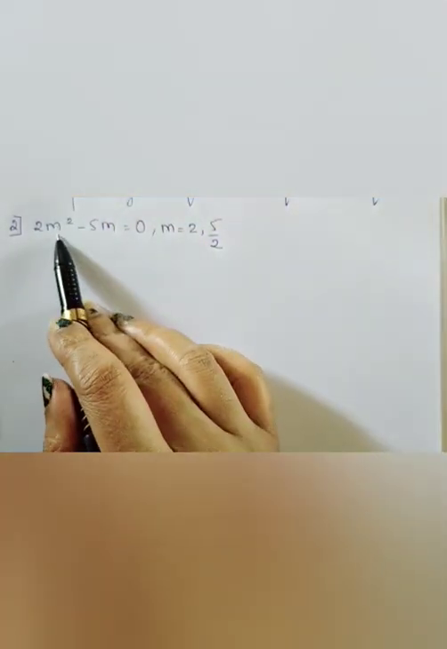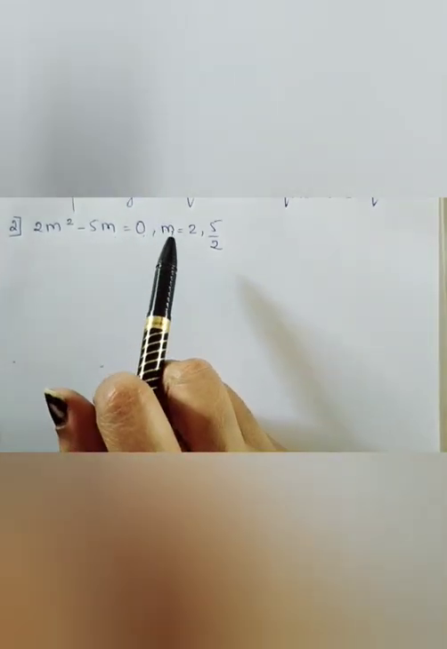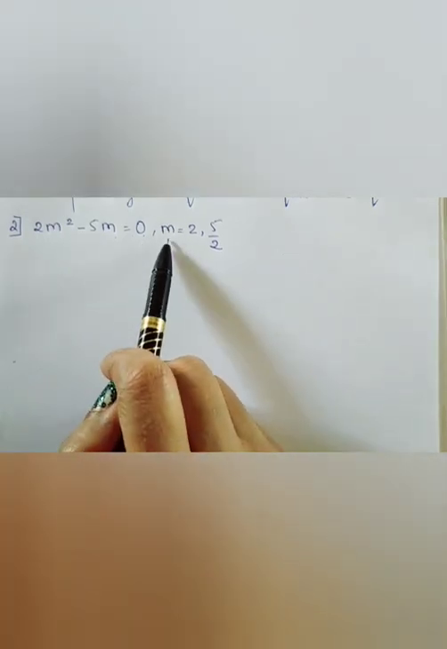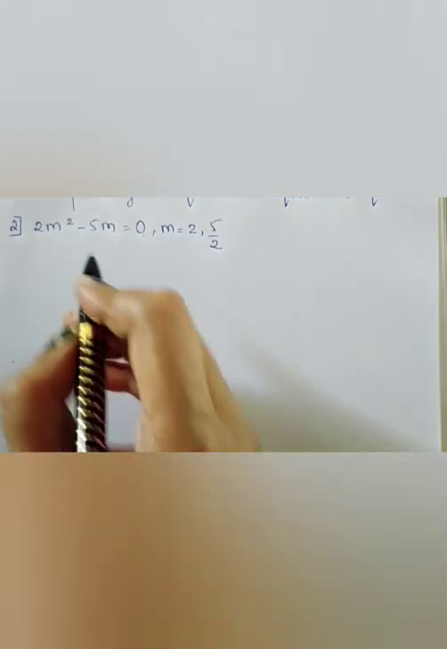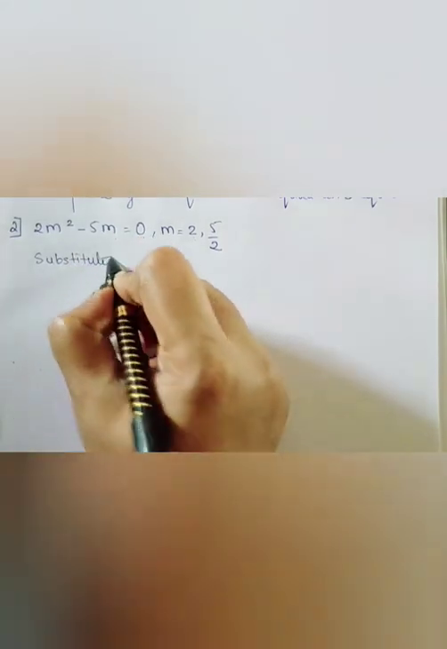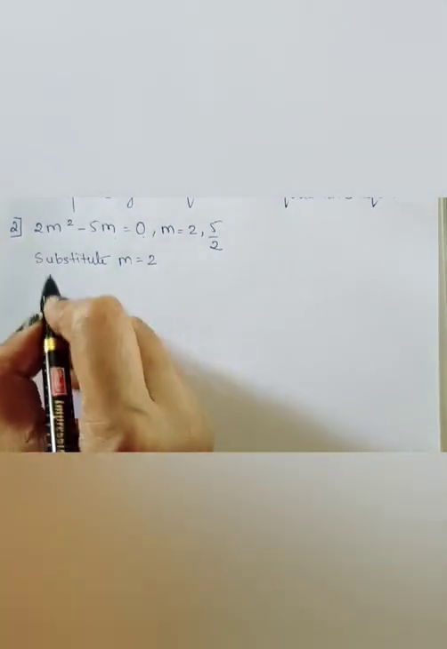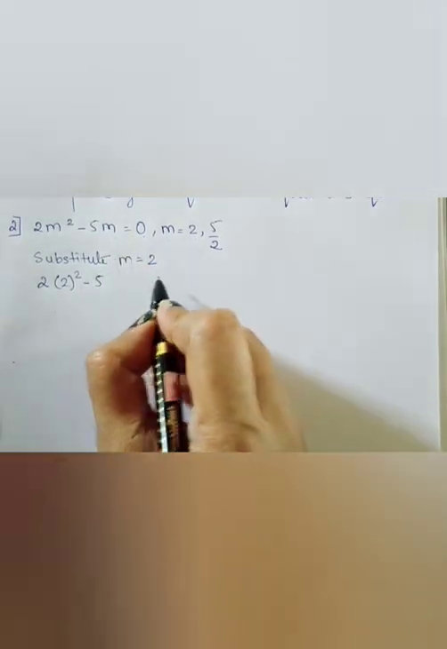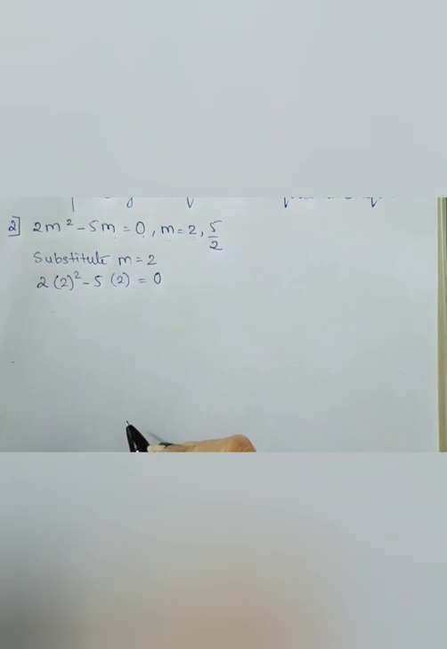Next equation is given, that is 2m square minus 5m equal to 0. So we have to substitute two values to get to know whether it is a root of the quadratic equation or not. First one is 2, next one is 5 upon 2. We'll start with this one. First substitute m equal to 2 in the given equation. So in place of m we are going to write 2, minus 5, again in place of m 2, equal to 0.